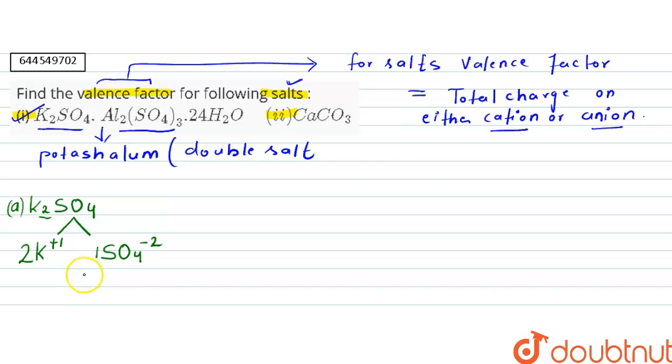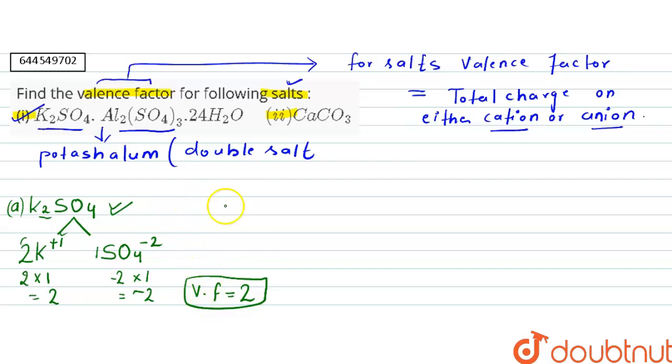Now we will find their valency. We find it like 2 multiplied by 1, which is equal to 2. Similarly for sulfate, -2 into 1, it will be equal to -2. So our valence factor for this salt is equal to 2.